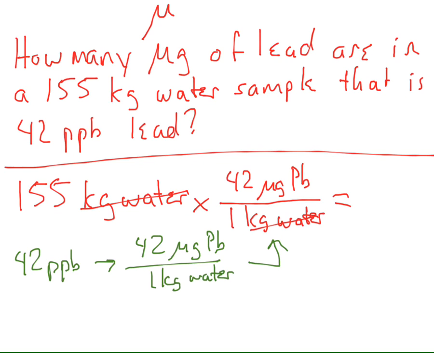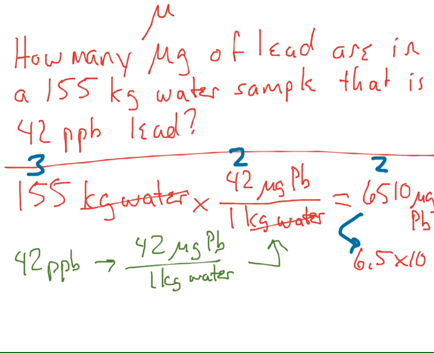So 155 times 42 is 6,510 micrograms of lead. So let's check our sig figs real quick. How many sig figs are in 155? How many are in 42? 2, so my answer should only have 2. So I'll round that off and I will get 6.5 times 10 to the third micrograms of lead, or 6,500.